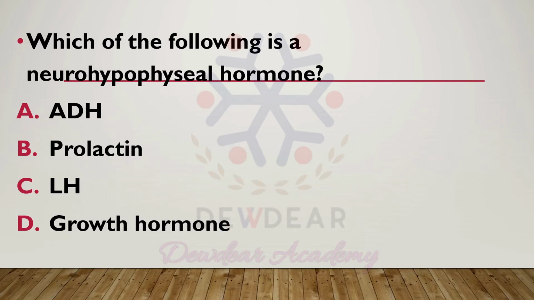Which of the following is a neurohypophyseal hormone? Options are antidiuretic hormone or ADH, prolactin hormone, luteinizing hormone, growth hormone.